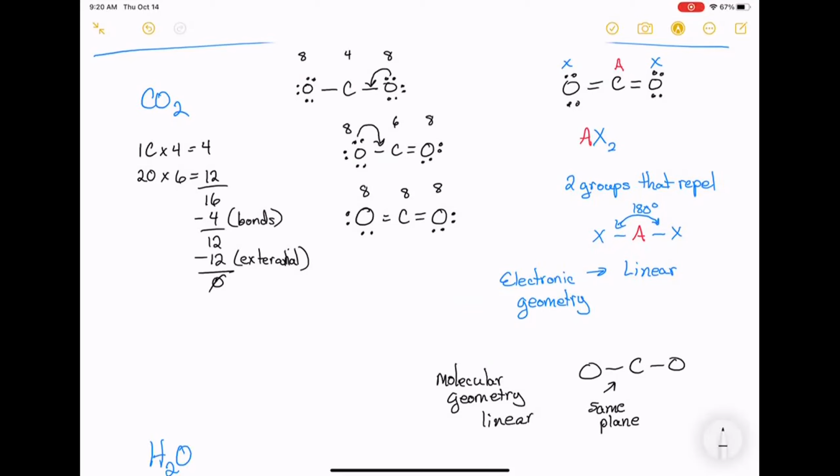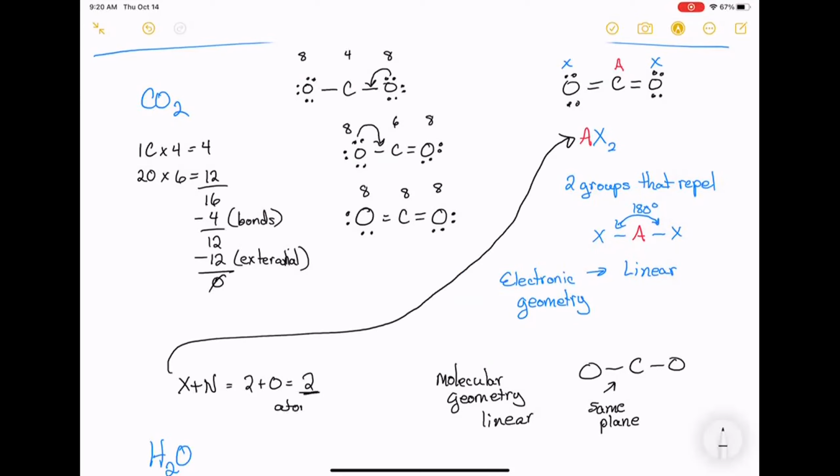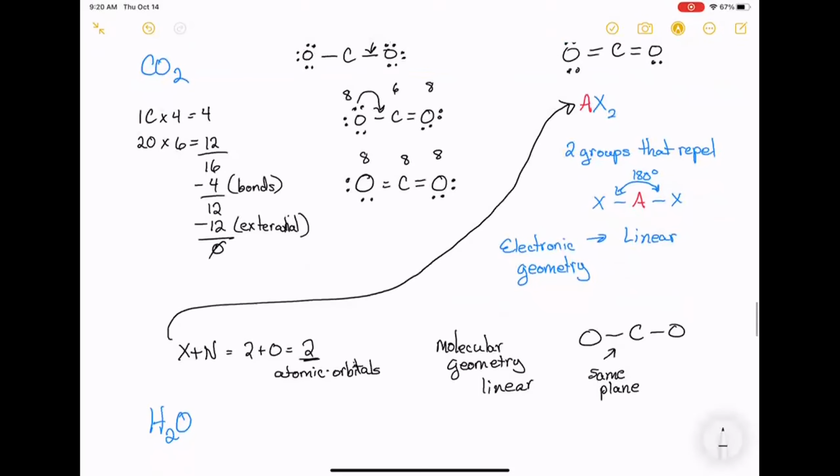Now, if you take x plus n, which comes from our formula up here, we would have 2 plus 0, so it would equal 2. This is telling me I need 2 atomic orbitals to combine. You always start with the s, so our first atomic orbital will be an s, and then you move to the p's, so our next one will be a p. So this would be the hybridization on the carbon.